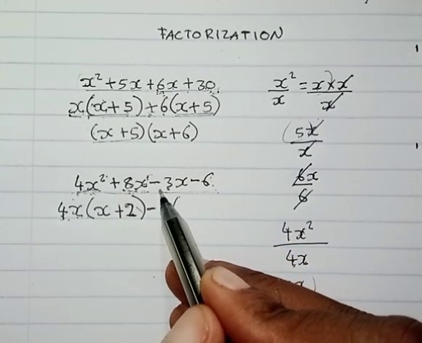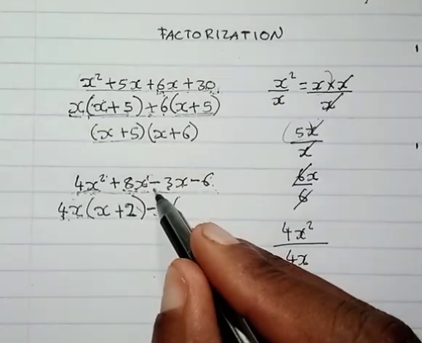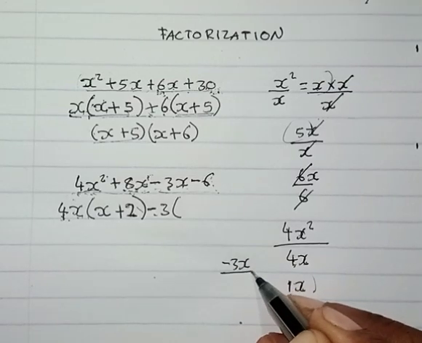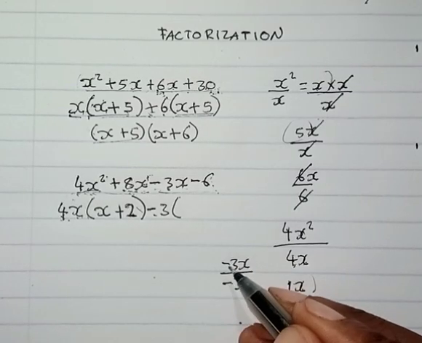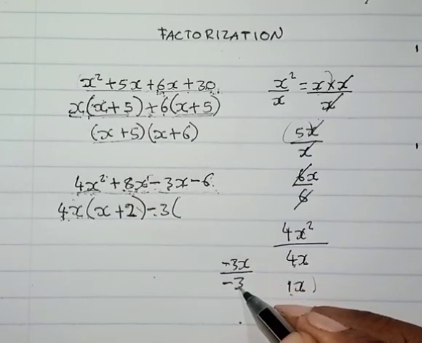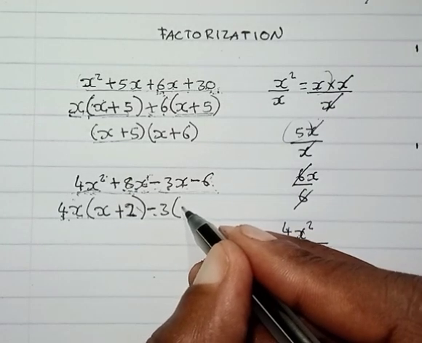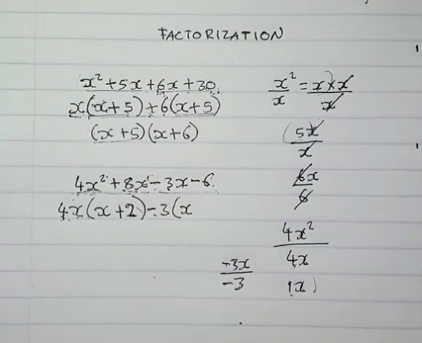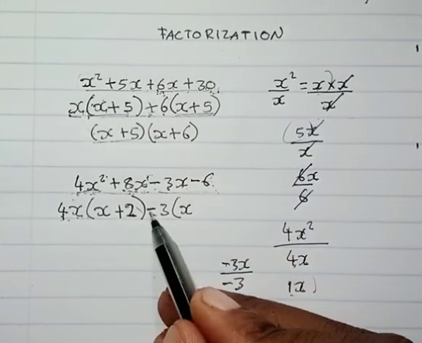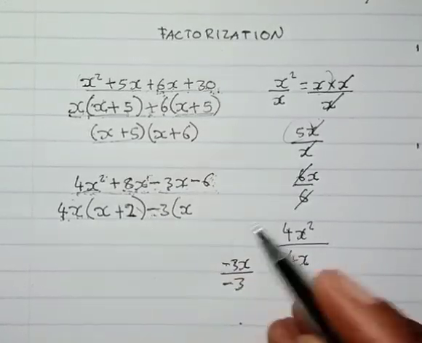So we say negative 3x divided by negative 3. Negative divided by negative, the answer is positive. 3 divided by 3, the answer is 1. So our answer will be 1x, which is just written as x. On the other side, we have negative 6 divided by negative 3. Don't leave out the signs when you're dividing.